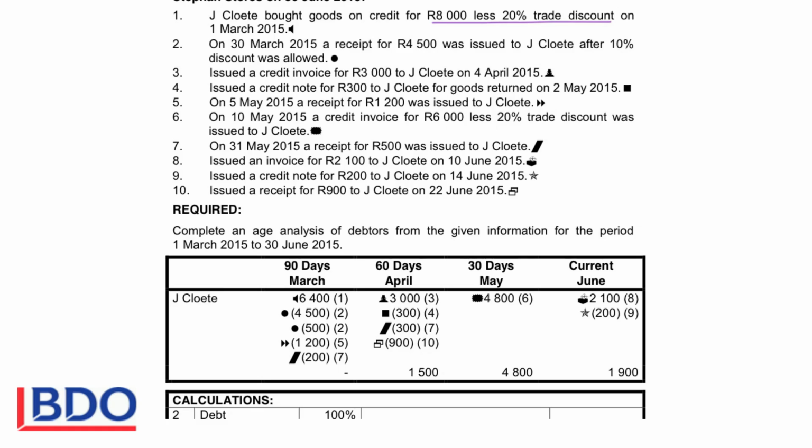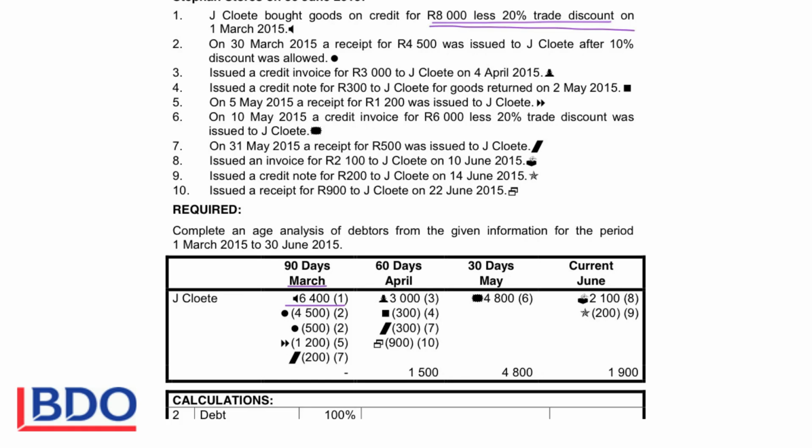So if we look at this information here, 8,000 less 20% trade discount, 20% of 8,000 is 1,600. We never do any recording for trade discount, so I deduct the 1,600 from the 8,000, and that means the total sales to Kluter, the amount that he will owe, is 6,400. And we will record that under March.